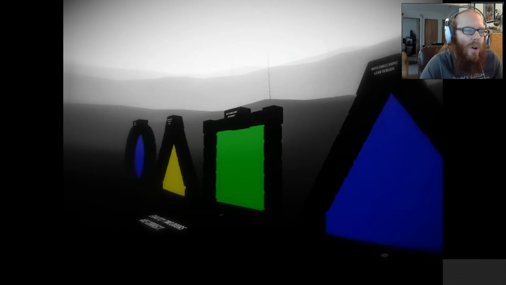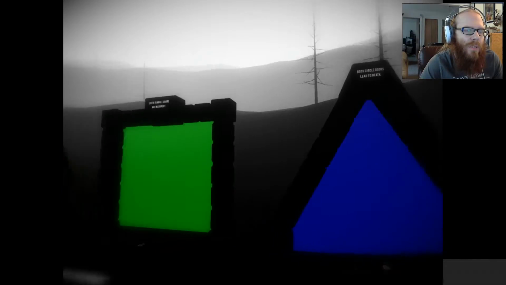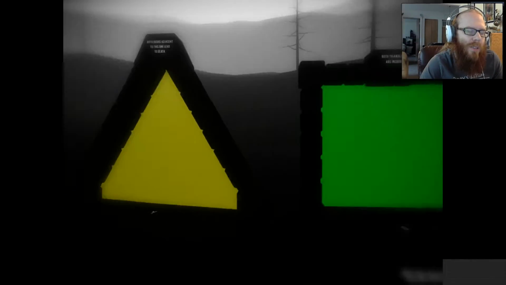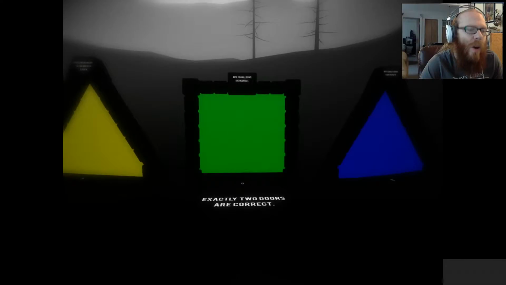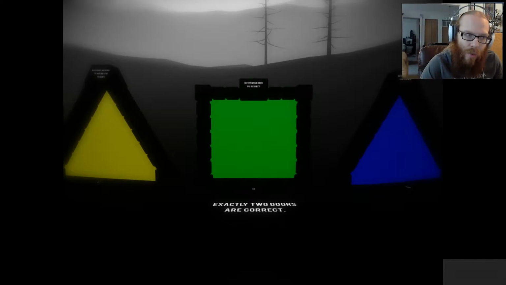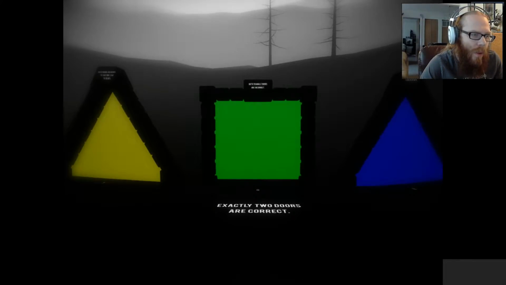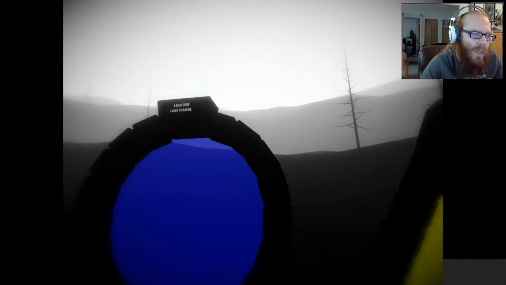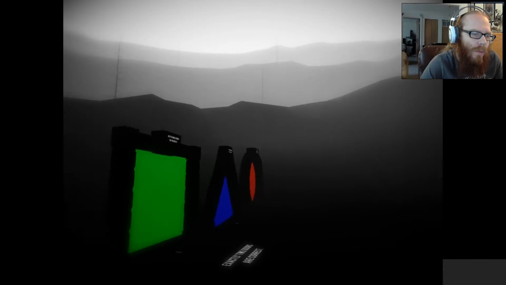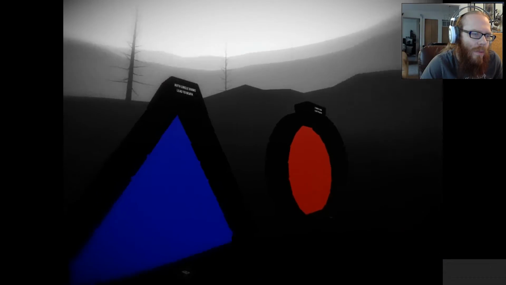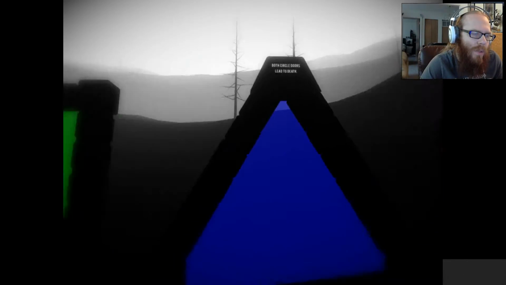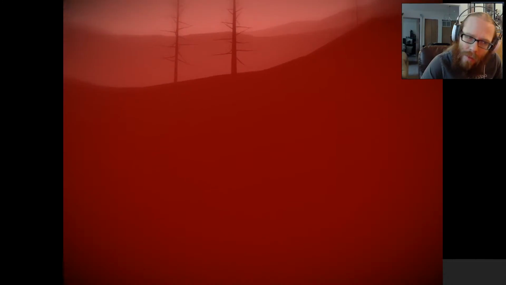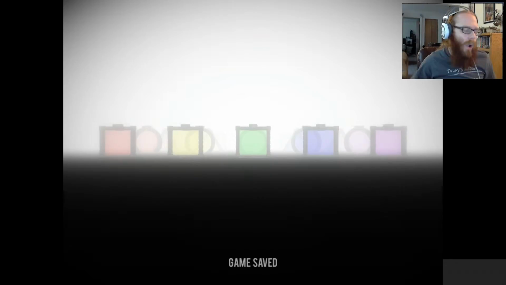Well, that's also wrong if both circle doors lead to death and both doors adjacent to this one lead to death. So that would make the 2 triangles right and the other 3 wrong. Which means that an incorrect door would lead to bacon. Both circle doors lead to death. Both triangle doors are incorrect. So is it the red one? There we go. Okay.